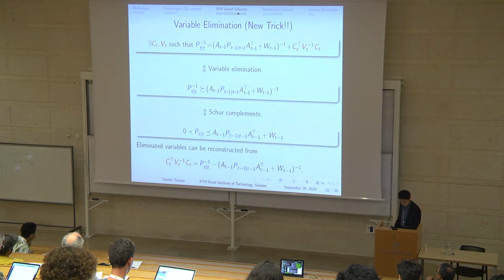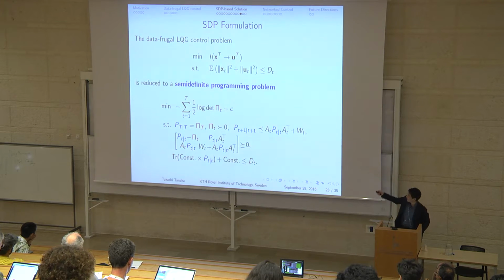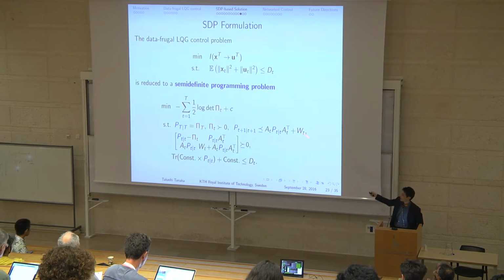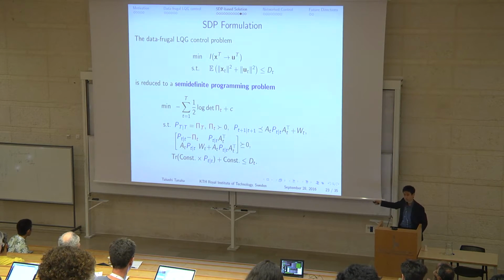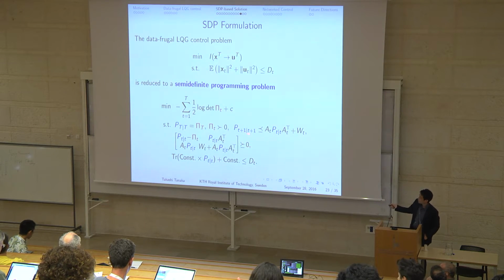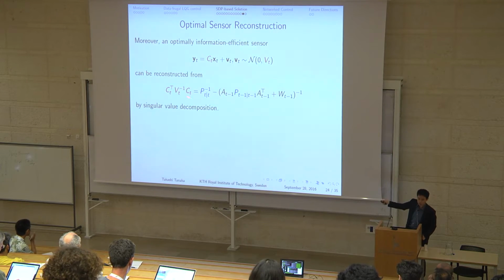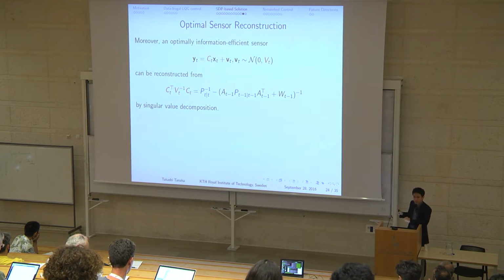So if I put everything together, what I want to say is we can rewrite this original data frugal LQG control problem as a semi-definite programming problem. Although it still looks a little bit complicated, this is semi-definite programming. It's very easy to solve. And once you find the optimal solution P here, then from this P, you can reconstruct the optimal C matrix and V matrix, and from which you can essentially reconstruct the optimal sensing strategy.